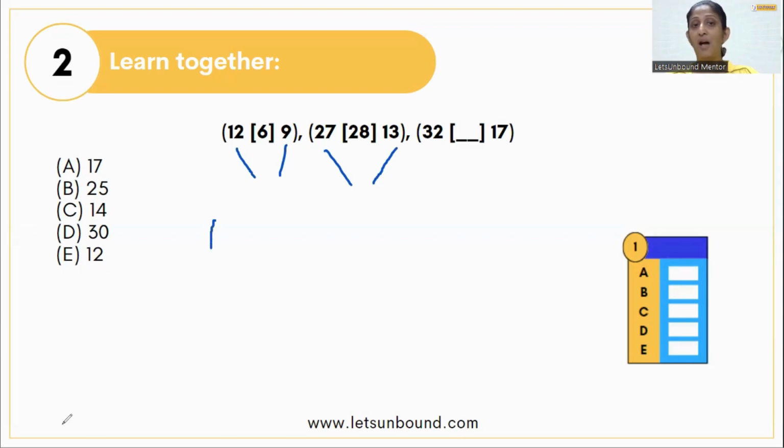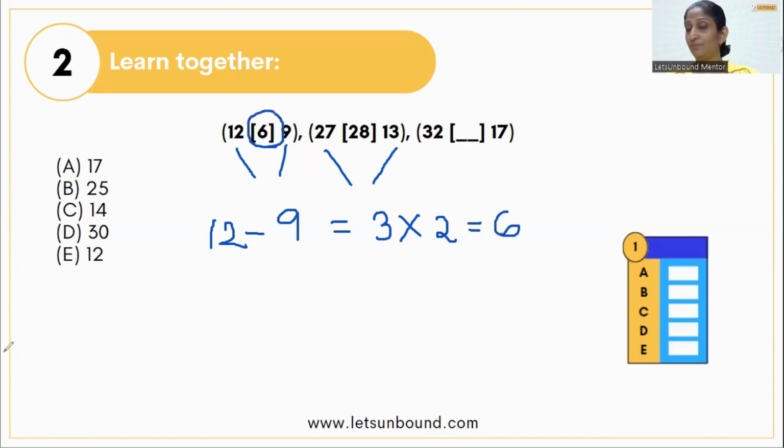Now, if I subtract 12 minus 9, 12 minus 9 gives me what? 3. And now, if I multiply this 3 with 2, I get my number 6 for the missing bracket. So which are the two operations here used? One is subtraction, and after subtracting the result which we obtain, I will use the multiplication operation with the result. All right. So two operations, subtraction and multiplication, are used here.